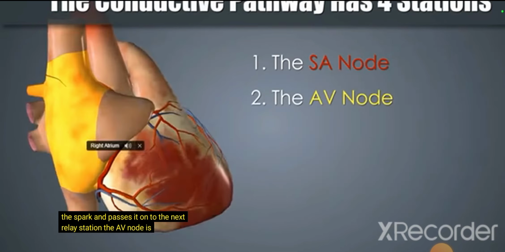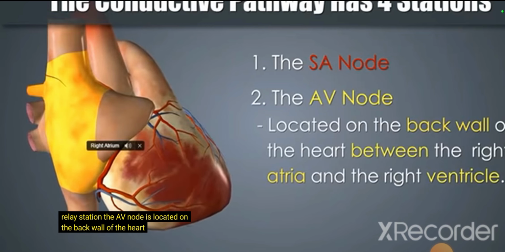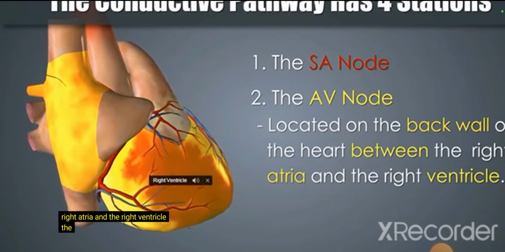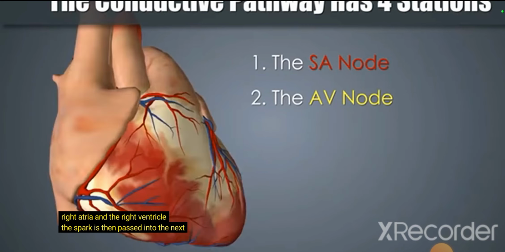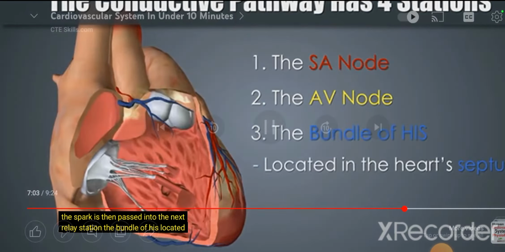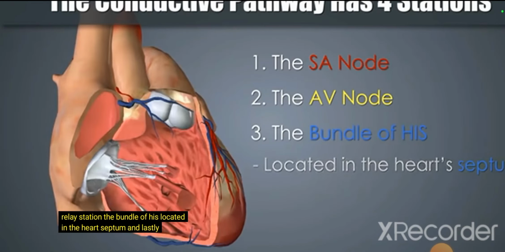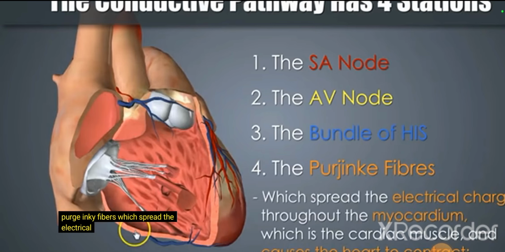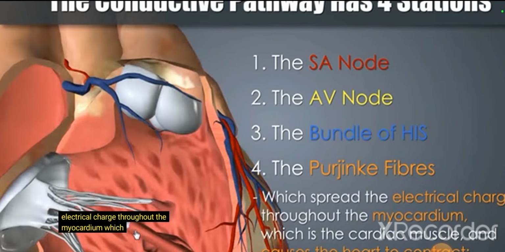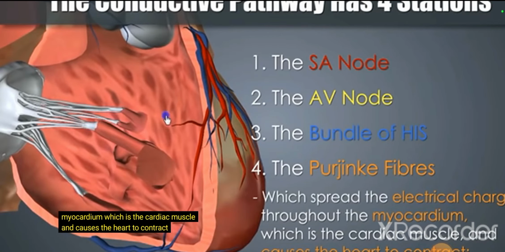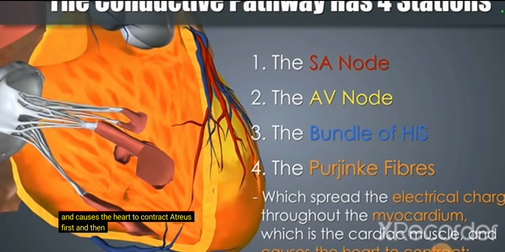The AV node is located on the back wall of the heart, between the right atria and the right ventricle. The spark is then passed into the next relay station, the bundle of His, located in the heart septum, and lastly to the Purkinje fibers, which spread the electrical charge throughout the myocardium, which is the cardiac muscle, and causes the heart to contract, atria first, and then the ventricles.